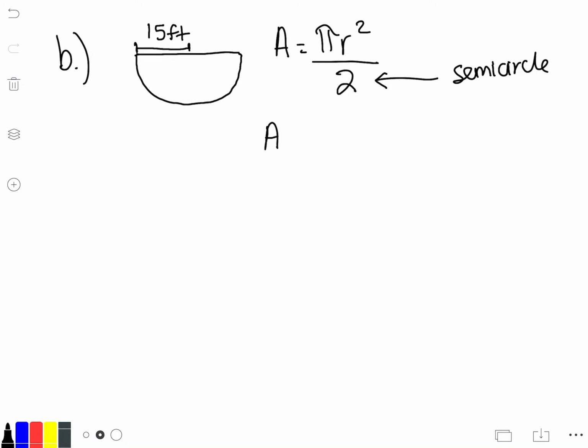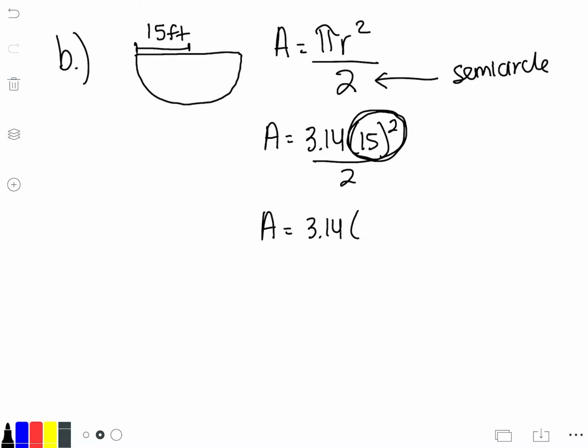Now I'm going to plug in our numbers. We've got 3.14 for pi. We've got 15 for your r. Remember, you need to square it. And then at the end, we're going to divide by 2. When we multiply 15 times 15, that's this piece here, we end up with 225. So right now I have 3.14 times 225, and then I'll divide by 2 at the end because it's a semicircle.